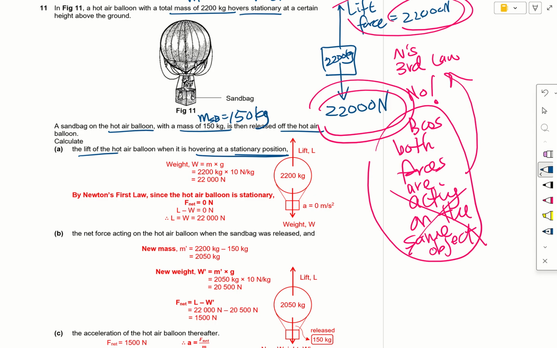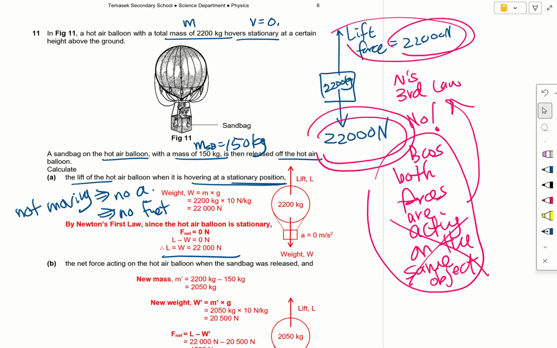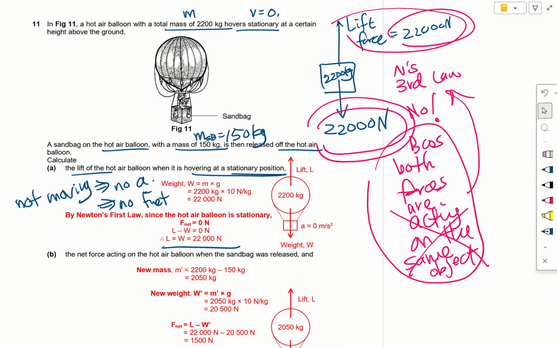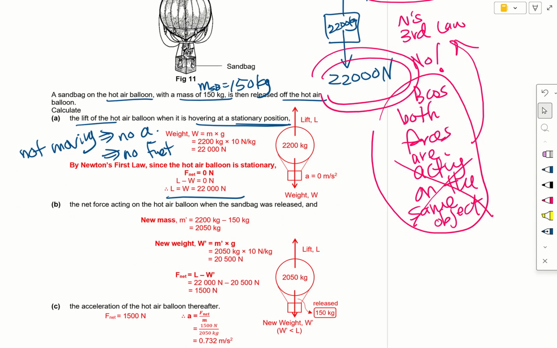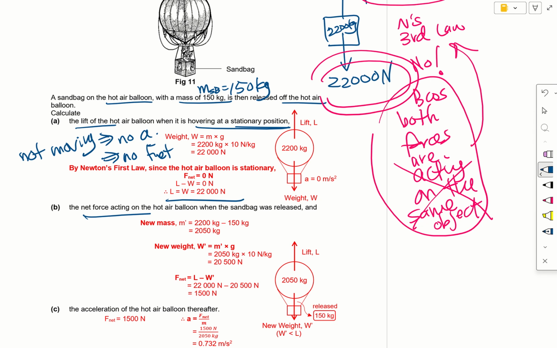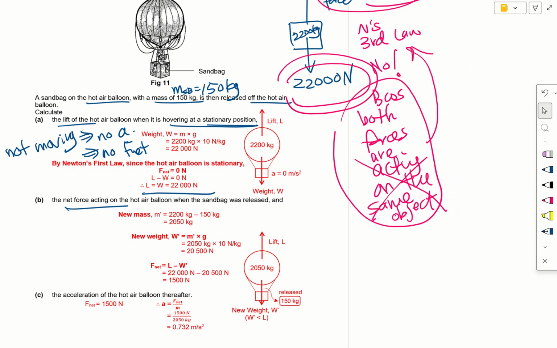That means it is not moving. When it's not moving up or down, that means no acceleration, right? That means no F net. Therefore, the lift must be equal to 22,000 Newton, right? Therefore, the resultant force up and down is equal to 0. So they want us to calculate the net force acting on the hot air balloon when the sandbag was released.